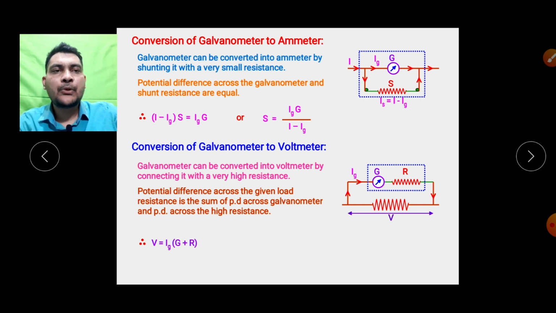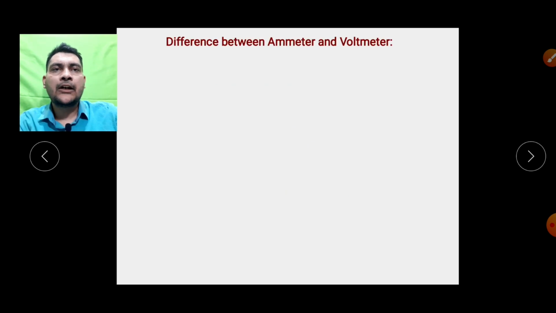So in parallel the potentials are the same. The potential drop across this resistance is equal to the potential drop across this combination, and the potential drop across this combination is equal to current into resistance. Current is Ig and total resistance is G plus R. So potential difference V is equal to Ig multiplied by the total resistance G plus R. So this is how you can convert a galvanometer into a voltmeter. This is a very simple process. How much resistance is required? This is equal to V divided by Ig minus G. So this is the value.